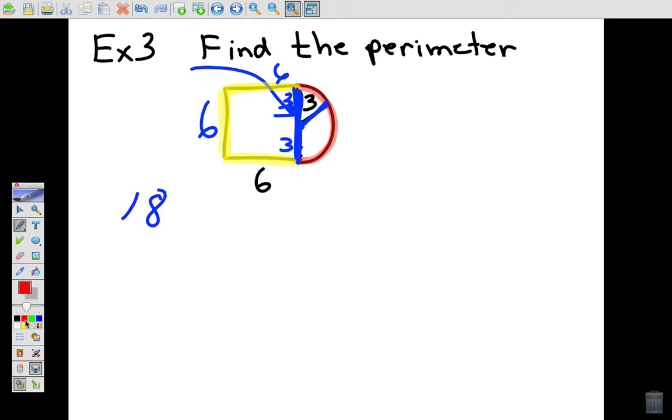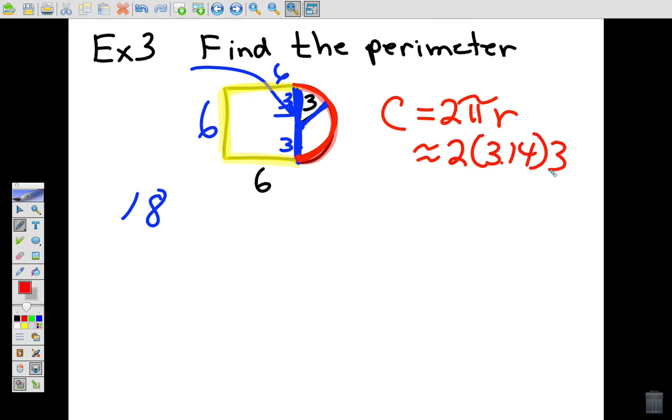Now the little bit more difficult part. I want to find the distance around this half a circle. It's half a circle, so I need to find the circumference of a full circle. Since we're given the radius, I'm going to use 2 times pi times radius, which is 2 times 3.14 times 3. I think we had an example of that a little bit ago, but I'm going to just calculate that out. 2 times 3.14 times 3, and we get 18.84. And yes, we did have that one.